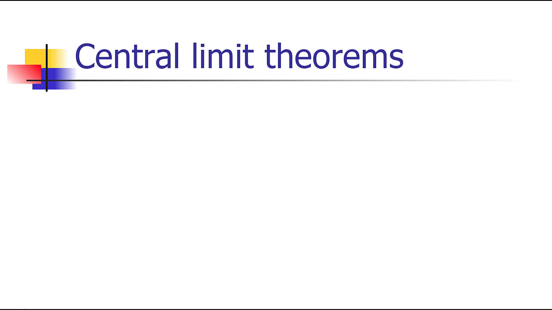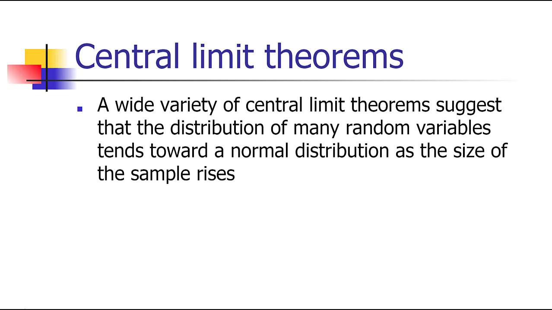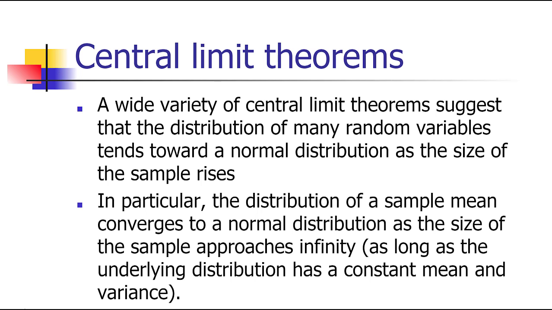central limit theorems that all indicate that the distribution of many random variables tends towards a normal distribution as the number of observations rises. So for a wide variety of random variables, no matter what their underlying distribution, the sum of them will tend towards a normal distribution as we get to a larger sample. In particular, and this is what we're going to be using most often, the distribution of a sample mean converges to a normal distribution as the size of the sample approaches infinity, as long as the underlying distribution has a constant mean and a finite variance.